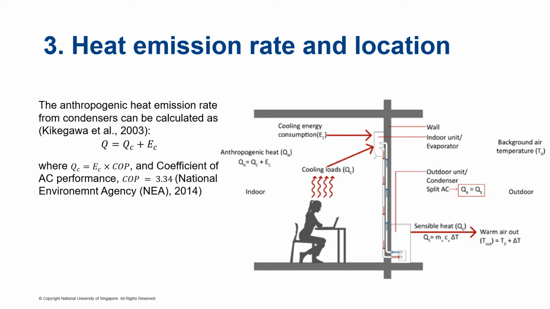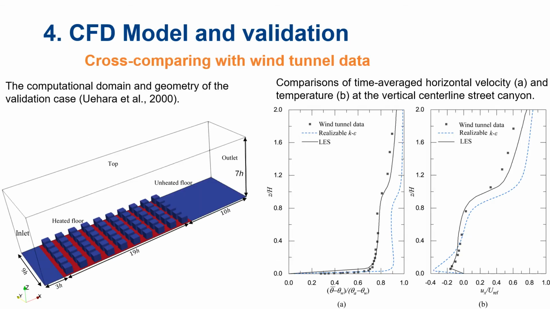The anthropogenic heat from a condenser consists of two parts. The first is the electricity consumption, which is used to power the compressor, and the second part is the heat transported from indoor to outdoor through the heat engine cycle. We chose a wind tunnel experiment with buoyancy effect to validate our CFD model. The comparison in this slide shows the CFD model could accurately predict both the wind and air temperature distribution.